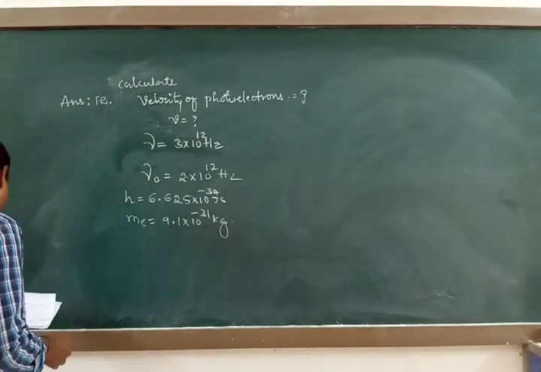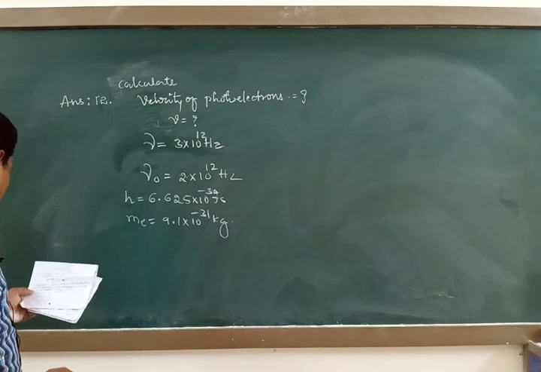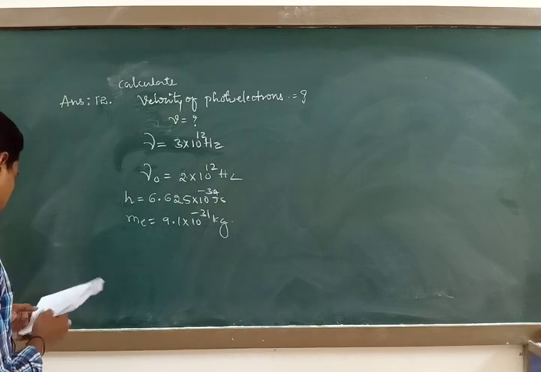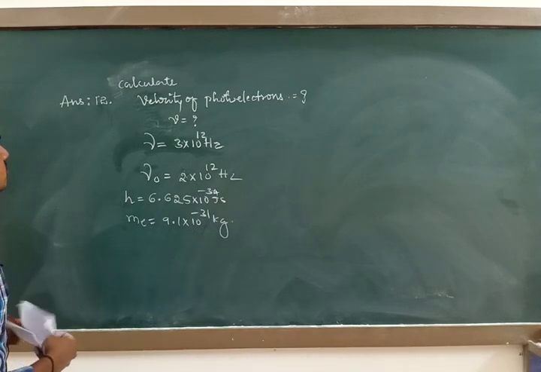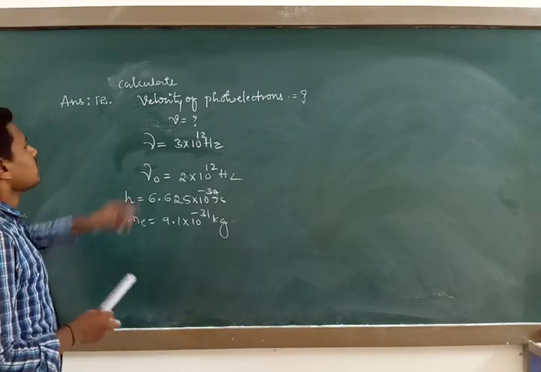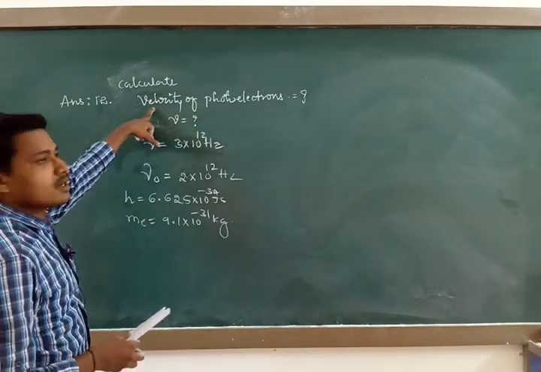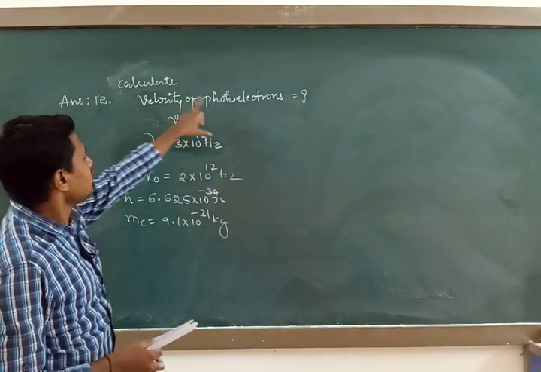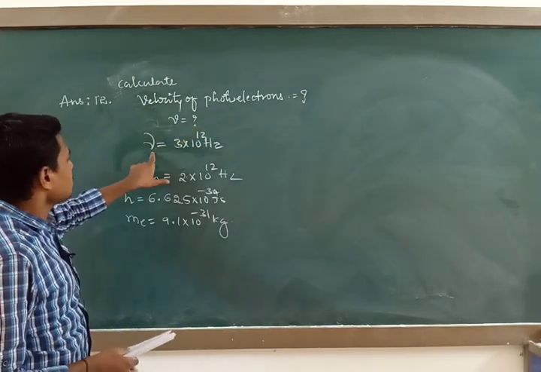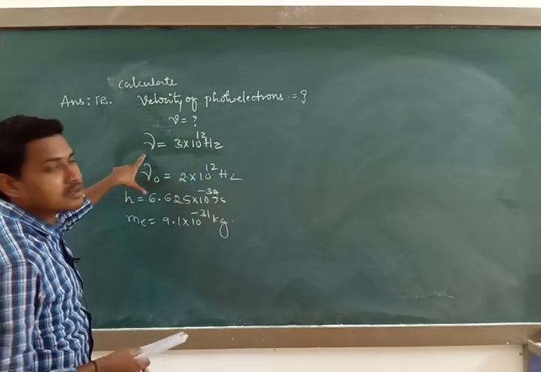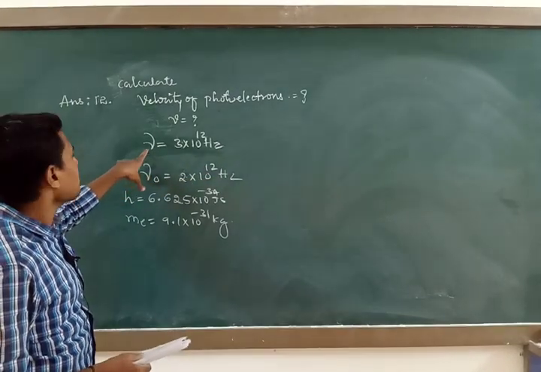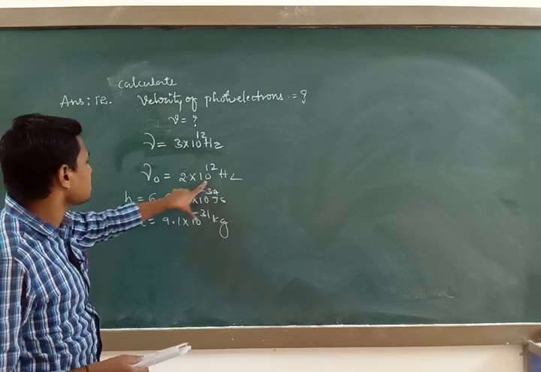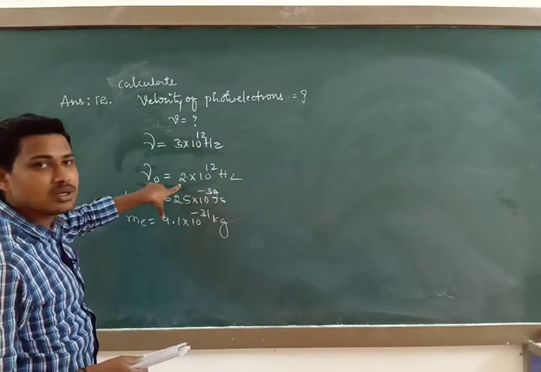So m_e is equal to 9.1 into 10 power minus 31 kg. This is the data they have given. What are they asking you? Find velocity. So very simple. Here, the velocity of the photoelectron. Obviously they have kinetic energy, and this kinetic energy of the photoelectron is due to what? Because of incident frequency 3 into 10 power 12 hertz. And remember, this incident frequency is more than the threshold frequency.